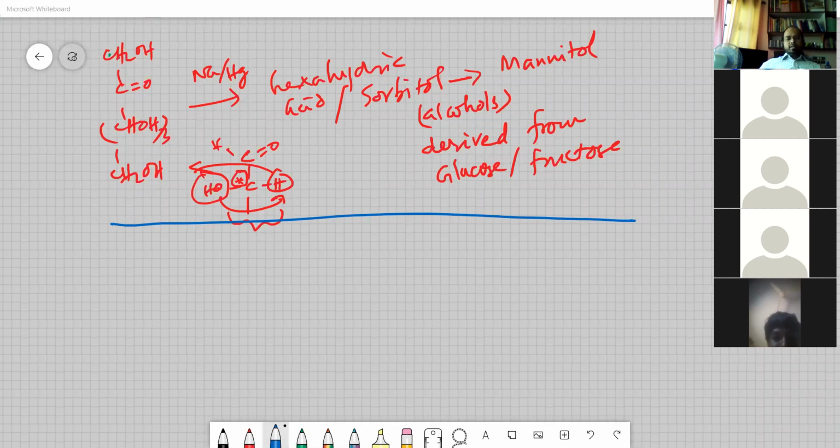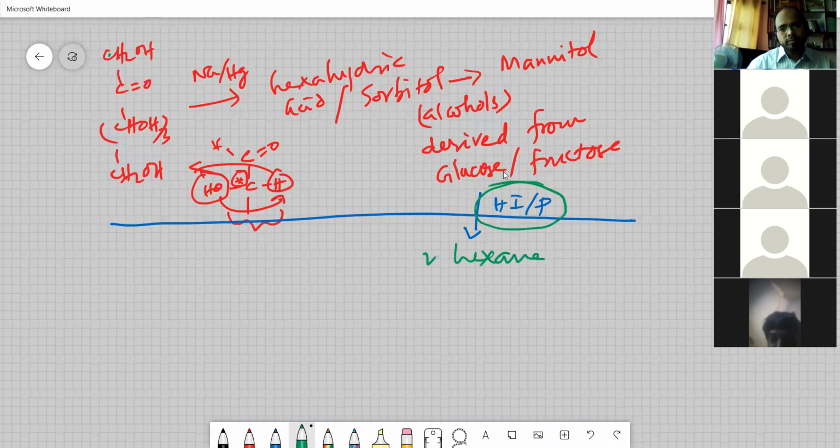Now, further reduction with HI and red phosphorus. This is further reduction with hydrogen iodide and phosphorus. You have to remember this reagent, hydrogen iodide and phosphorus, gives CH2. The next thing. Look what I told yesterday. 1, 2, 3, 4, 5, and this one is the 6. So this entire thing gives rise to CH3, CH2, CH2.